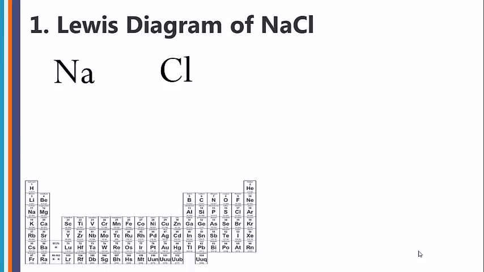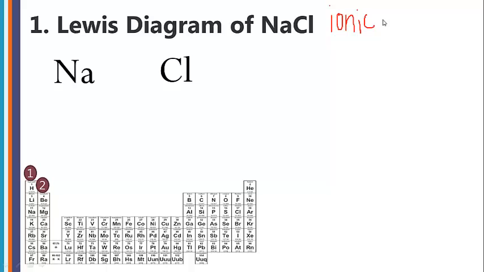First question asks us to draw a Lewis diagram of NaCl. So first thing you have to note about NaCl is that this is an ionic compound, which means that drawing the Lewis structure is going to be fairly straightforward. So first we have to figure out how many valence electrons sodium and chlorine each have.